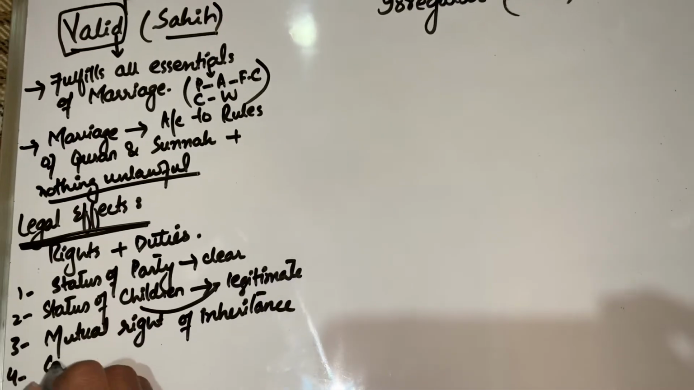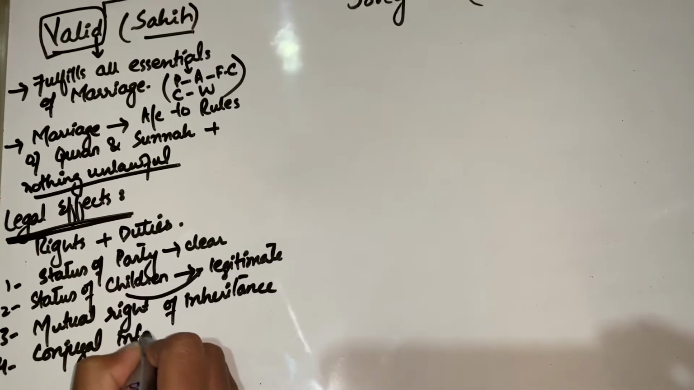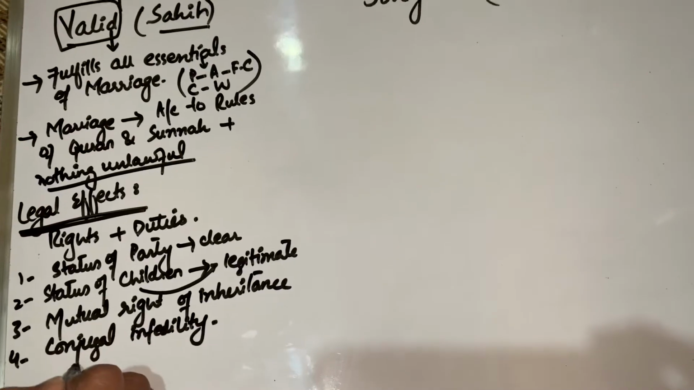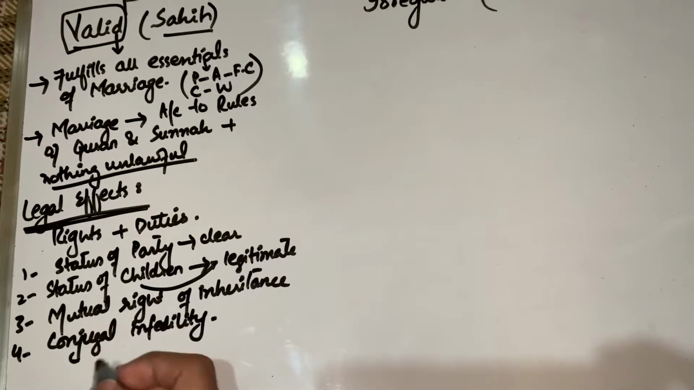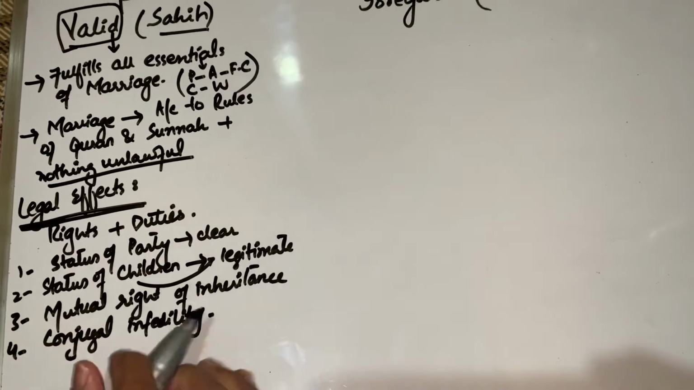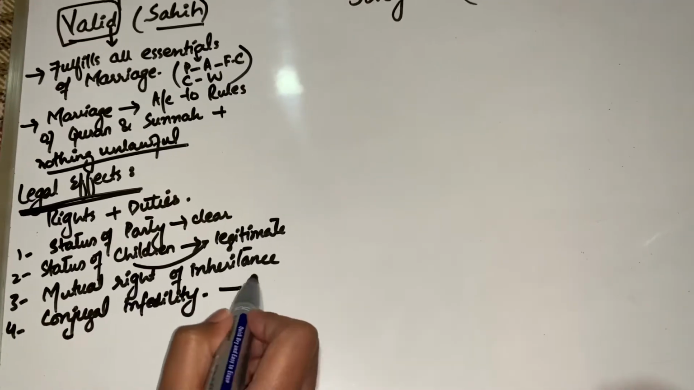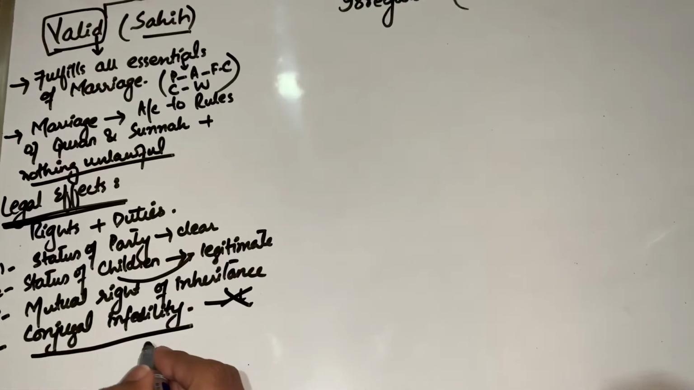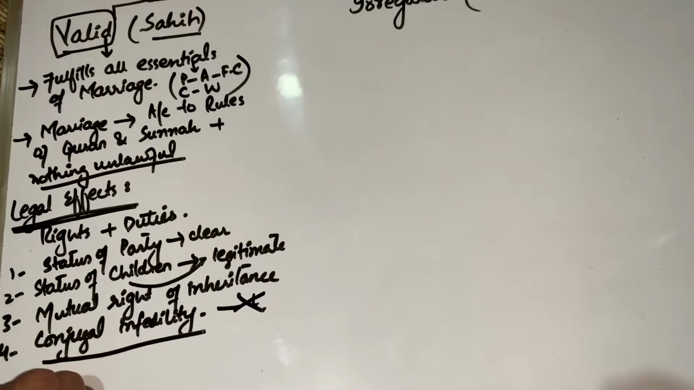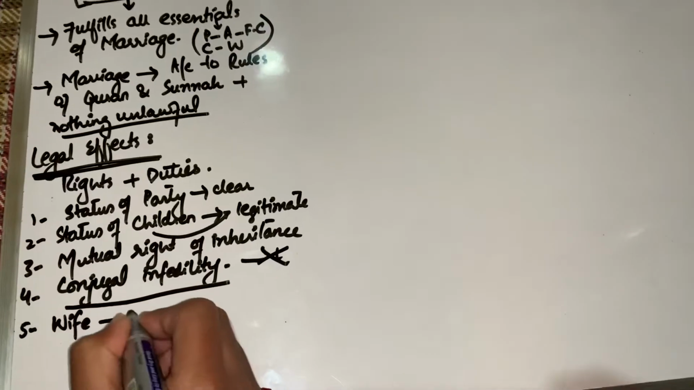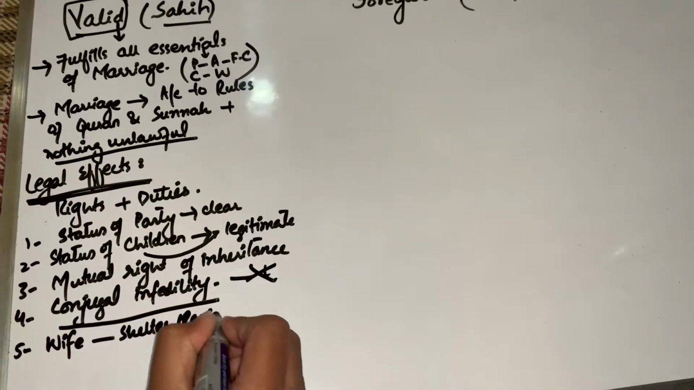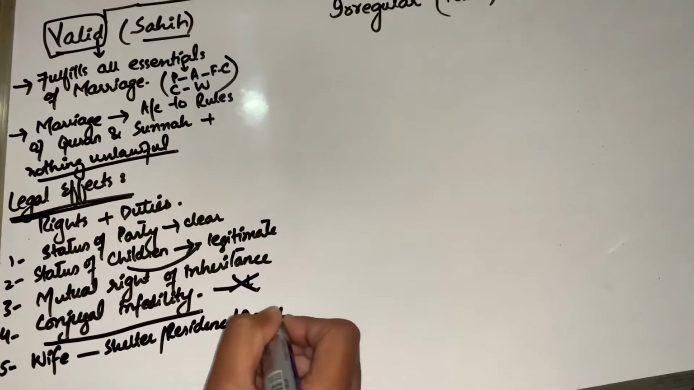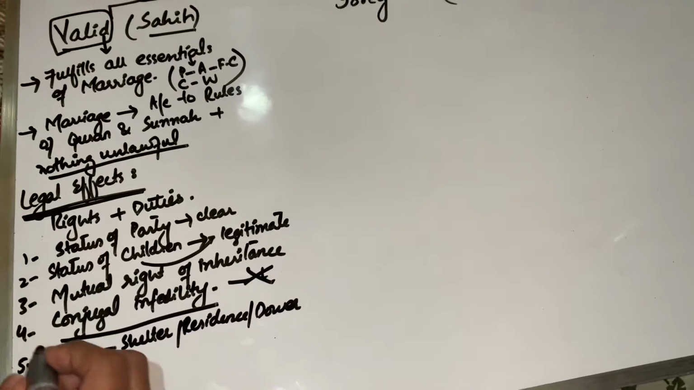Number 4, conjugal fidelity. That means the wife should allow her husband to have sexual intercourse and be obedient to him. Means she is bound to reside with her husband unless there is a valid reason for her refusal to do so. That's called conjugal fidelity. Number 5, the wife will be entitled to maintenance, shelter, residence or dower.